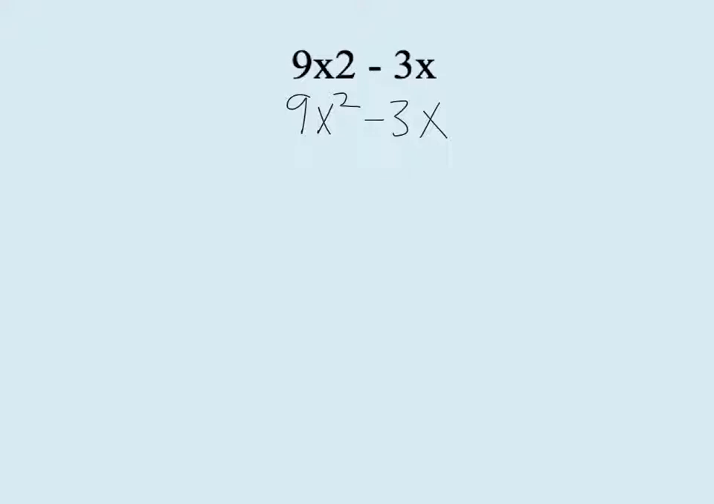I want you to do this one by yourself. Now a couple of things on a problem like this. You can take out the 3x, which I did, and then you divide each term by 3x. This first one, when I divide by 3x, I'm left with a 3x. This is subtraction in the middle. This should stay as subtraction unless you're dividing by a negative.